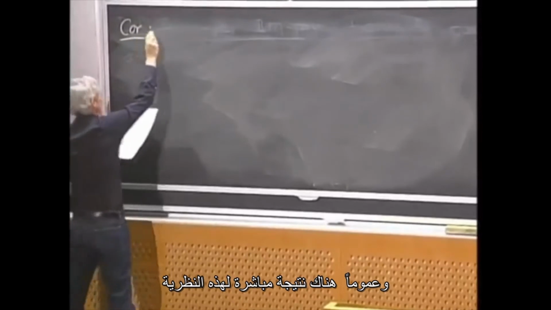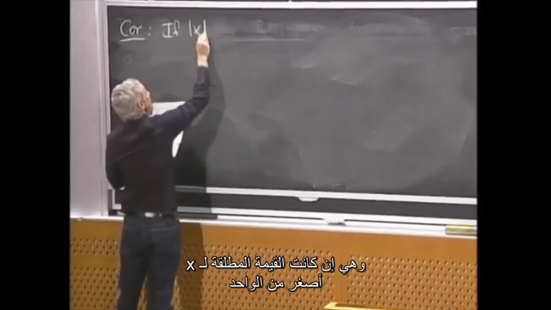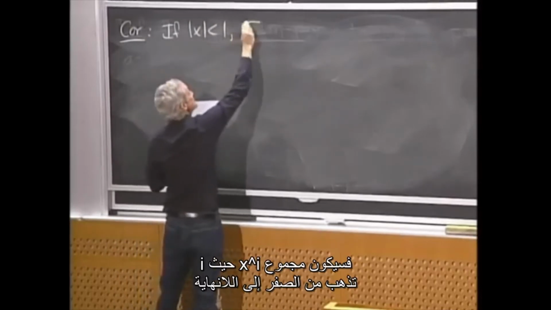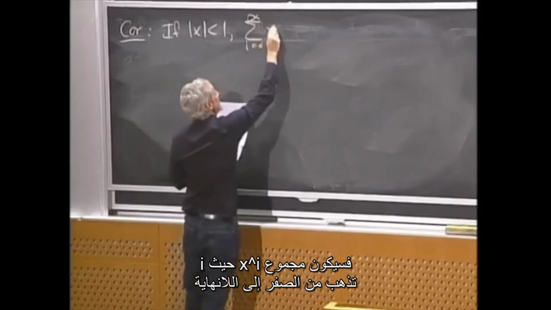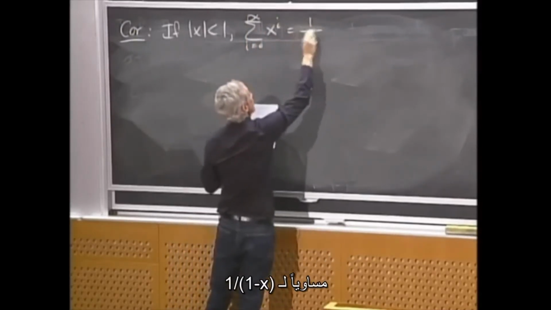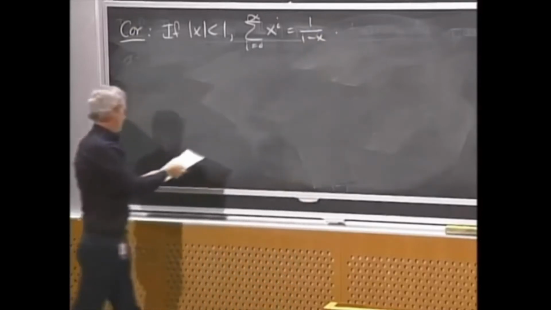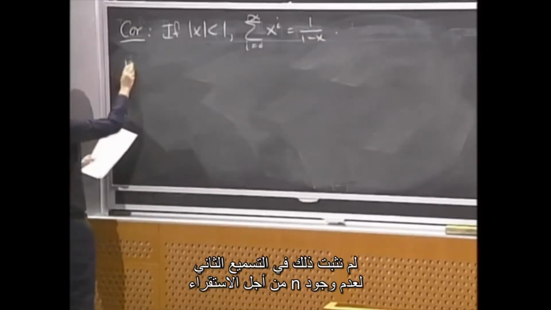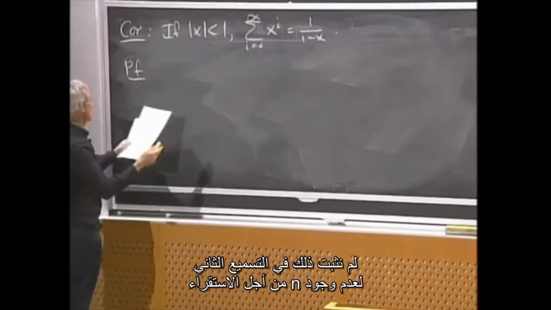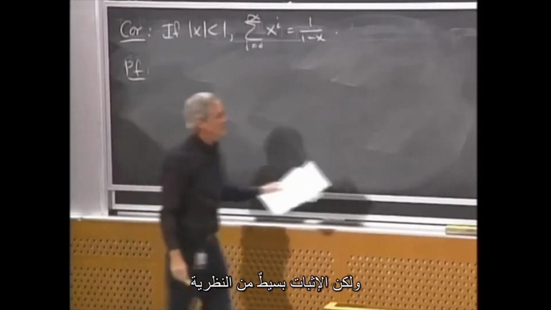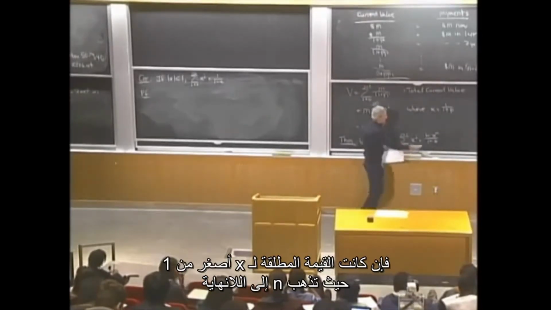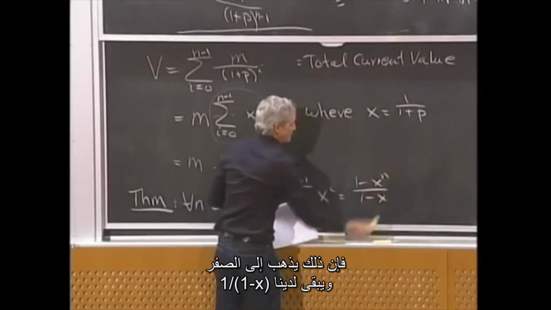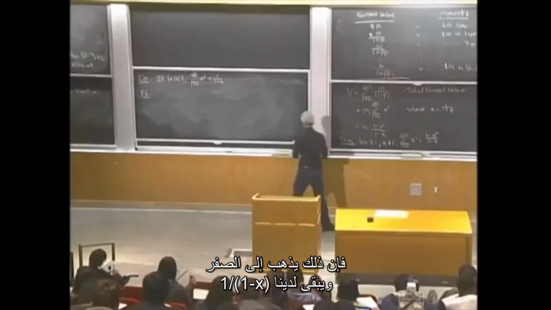All right, so more generally, there's a corollary to the theorem, and that is that if the absolute value of x is less than 1, then the sum from i equals 0 to infinity of x to the i is just 1 over 1 minus x. We didn't prove this back in the second recitation because there's no n to induct on here. But the proof is simple from the theorem, because if x is less than 1 in absolute value, as n goes to infinity, that term goes to 0. And so you're just left with 1 over 1 minus x.